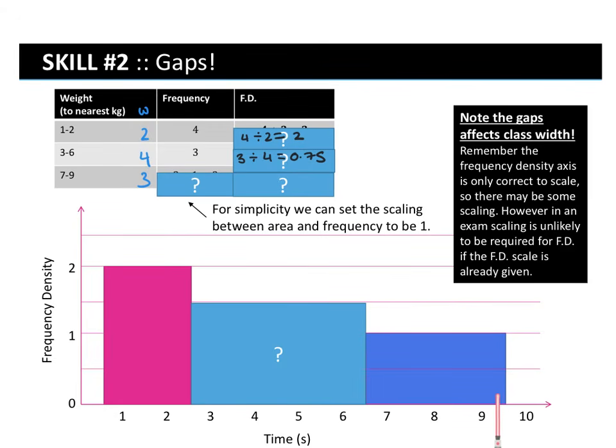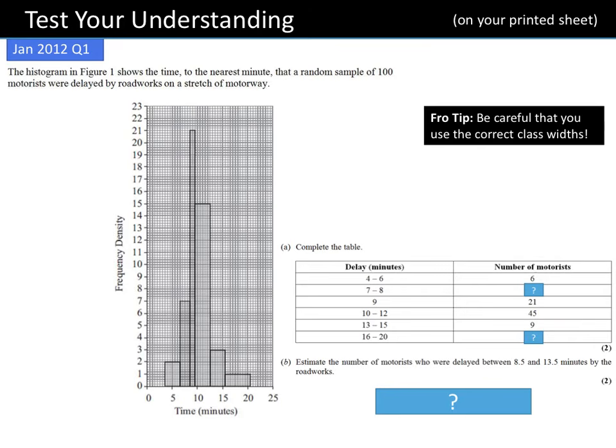So here, we need to find the frequency. We know we can find the area: 3 times 1 is 3. And therefore my frequency density is 3 divided by 3, which is 1. Okay, so there we go. We figured it out. Nice and simple. Any questions? Okay, test your understanding, please.